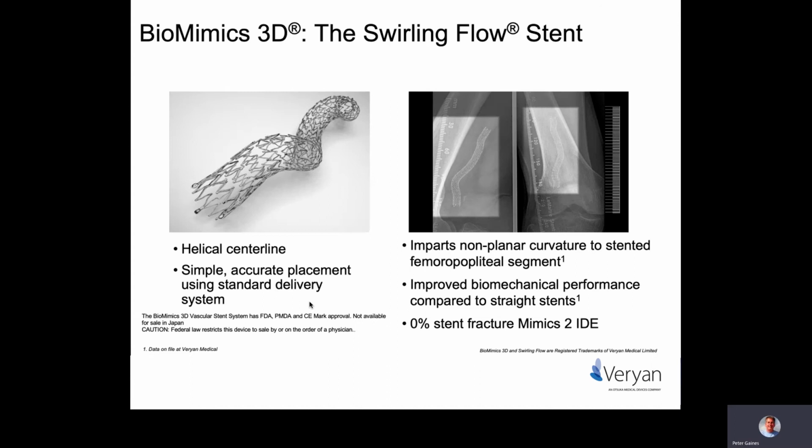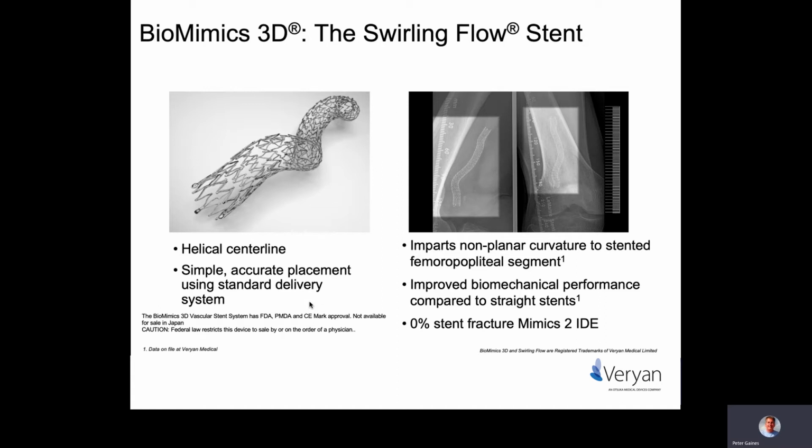The MIMICS-2 study focused on the BioMimics 3D swirling flow stent. This stent is differentiated in its construct. The stent has a helical center line. This design is intended to impart non-planar curvature to the treated femoropopliteal segment. The reason for that will become clear in the next few slides.